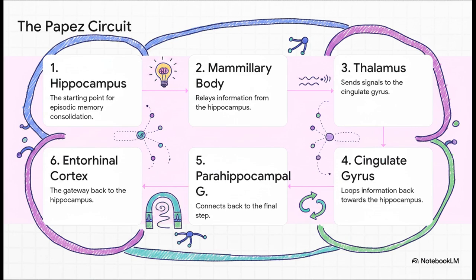For our episodic memory specifically, consolidation relies on this incredible neuroanatomical loop known as the Papez circuit. This pathway is how a memory gets properly processed and strengthened. Information flows from the hippocampus to the mammillary body, then up to the thalamus. From there, it travels to the cingulate gyrus, loops through the parahippocampal gyrus, and then passes through the entorhinal cortex right before returning to the hippocampus. This reverberating circuit is the physical mechanism that builds our personal memories over time.